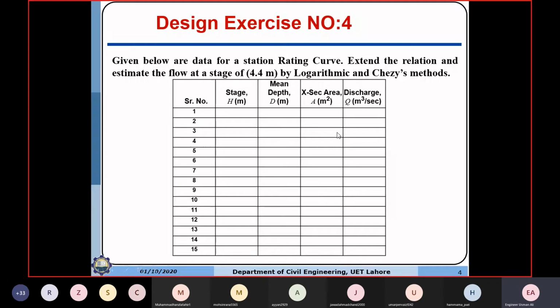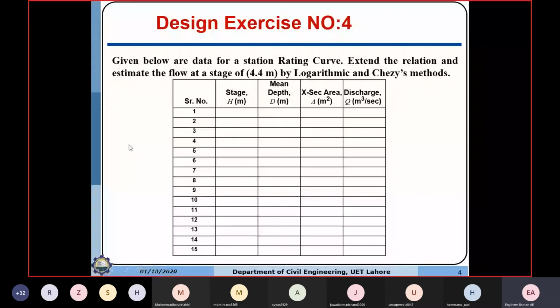At the end of these slides, you are given this data. You are given the stage in the river, I will come to it. What is stage? You are given the mean depth corresponding to this stage, the cross-sectional area corresponding to this stage, and the discharge corresponding to this stage. So these parameters are given to you, and you are required to extend the relationship between stage and discharge, which is called the rating curve, by using two methods, the logarithmic method and Chase's method, and find what is the discharge or flow at a stage of 4.4 meter.